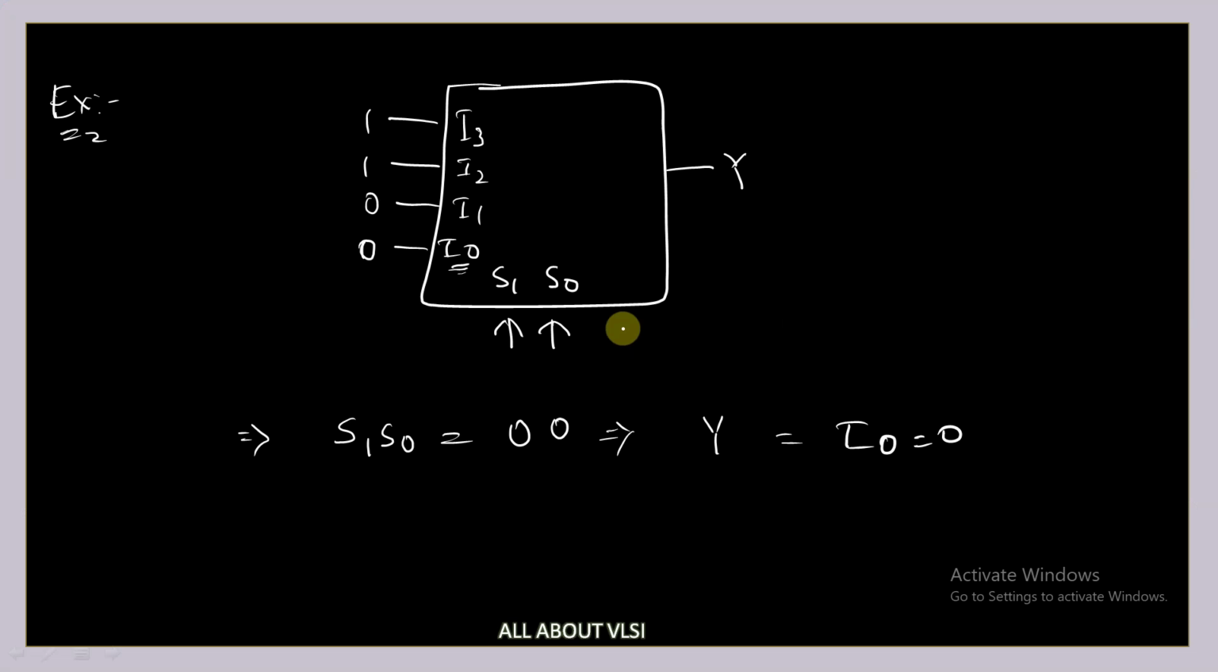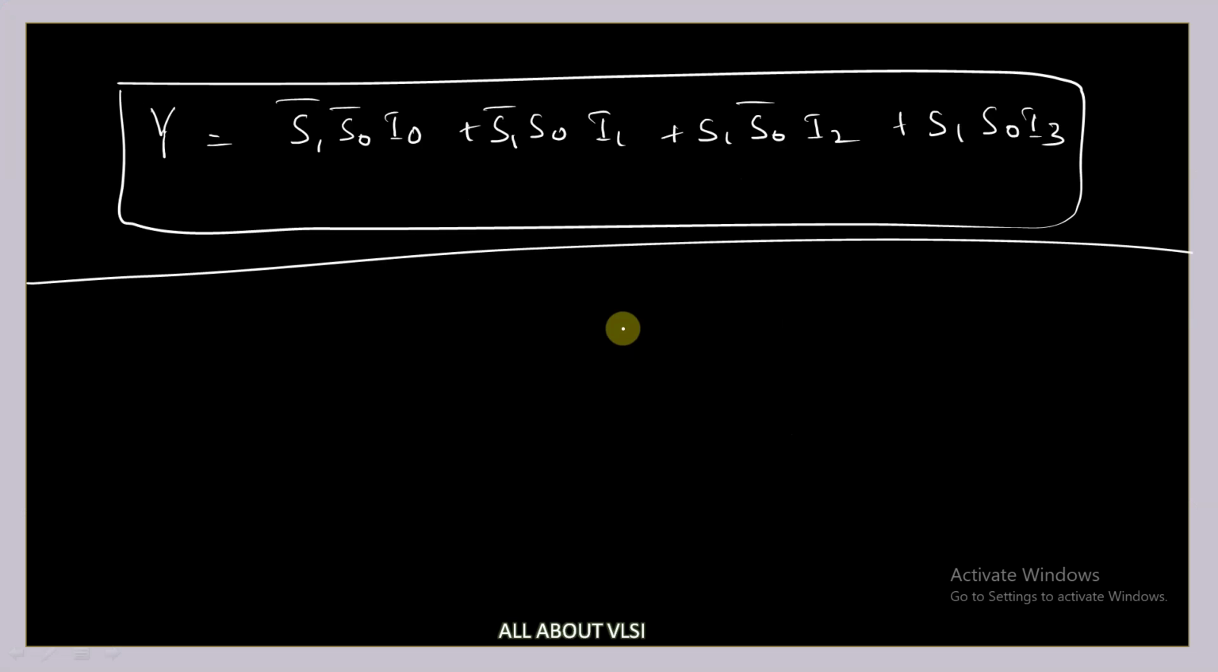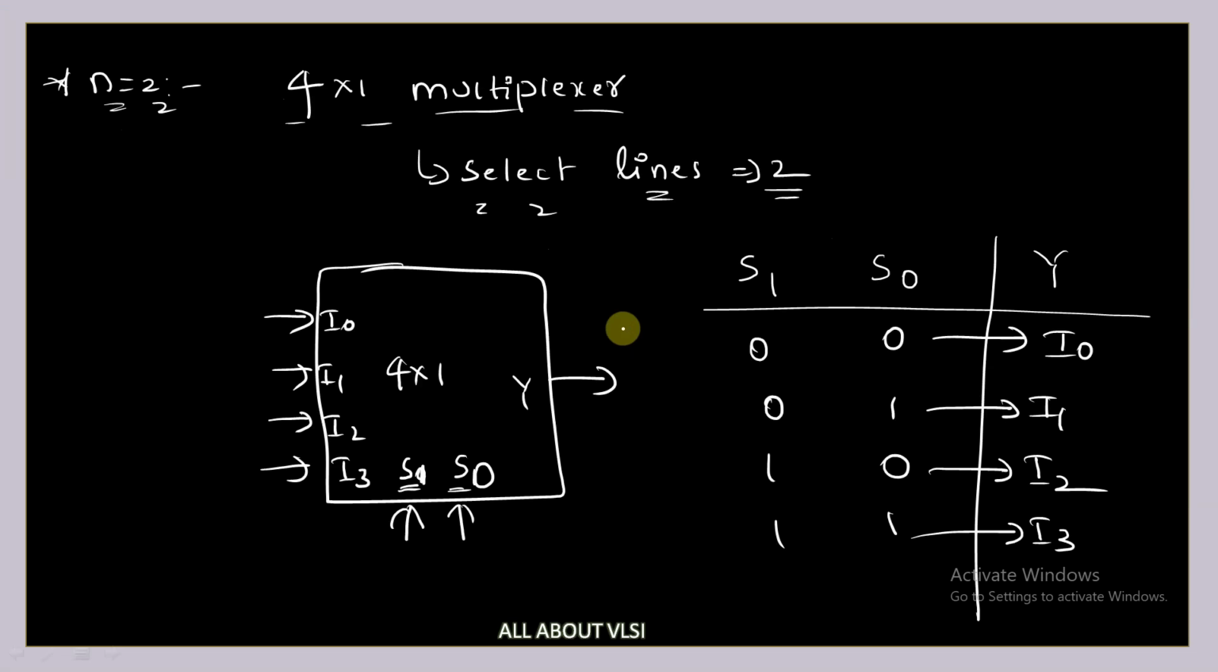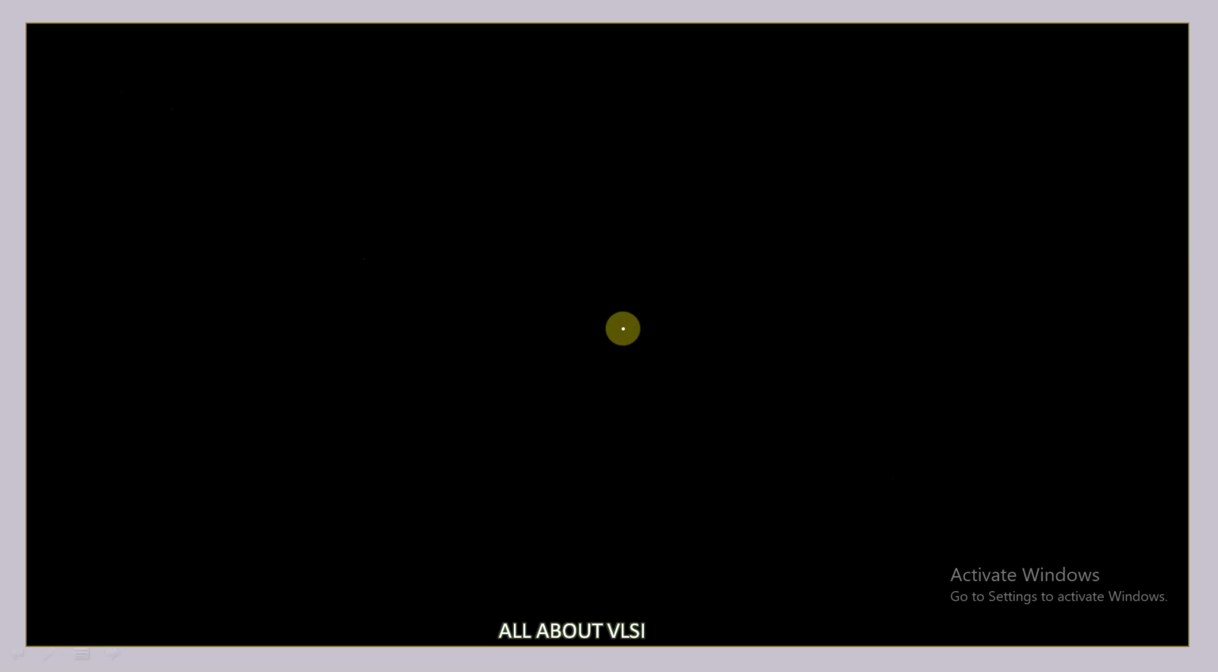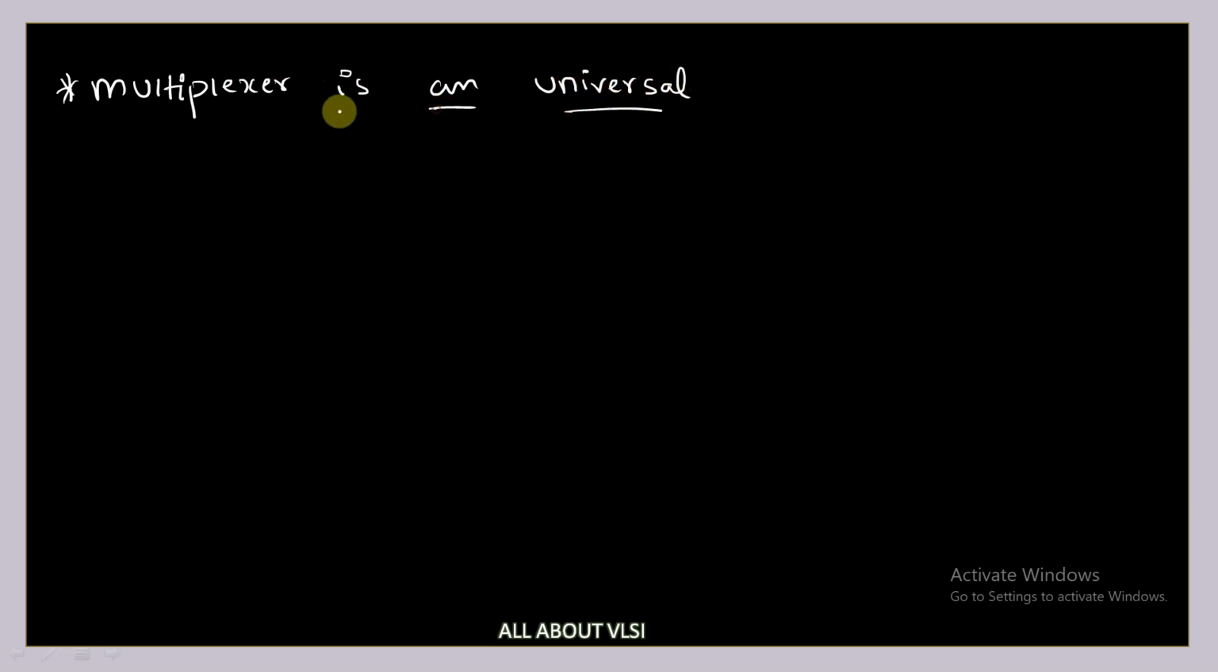So this is about your 2 cross 1 mux, 4 cross 1 mux, and so on, 8 cross 1, 16 cross 1. By taking the value of n, we can decide the type of multiplexer which we are getting. Now let us try to design all the logic gates using the multiplexers. Multiplexers are universal gates. That is, you can use a multiplexer to build any logic gate.